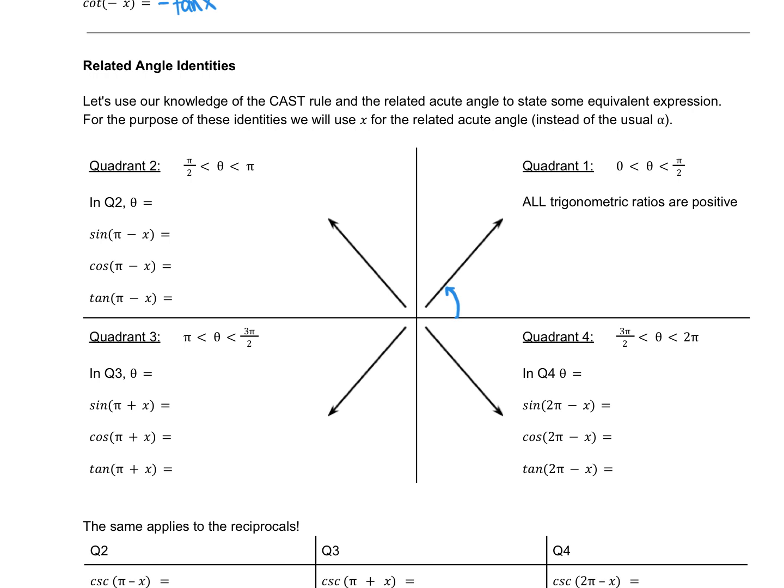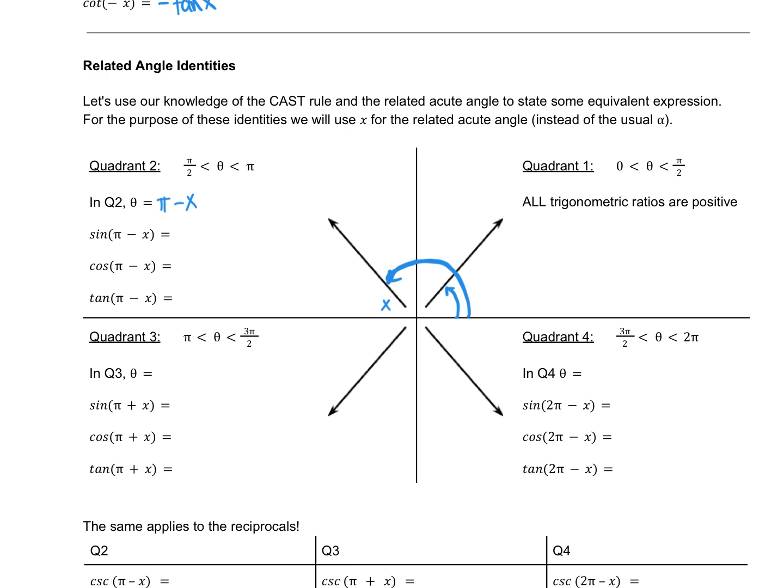In quadrant 2, here is angle theta. And in that quadrant, if x is acting like that related acute angle, so instead of alpha, I'm going to use x here, then theta is just equal to pi minus x. So you'll notice the first 3 identities we do are going to be about sine of pi minus x. So sine in quadrant 2, how is it related to sine x in quadrant 1?